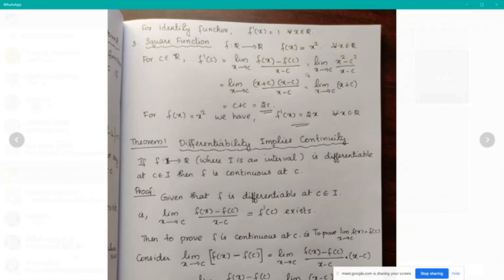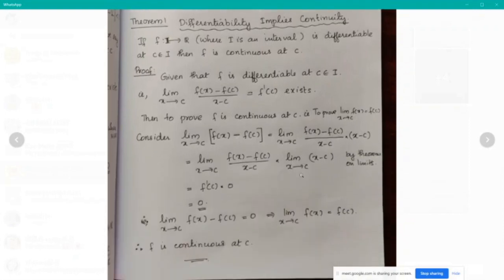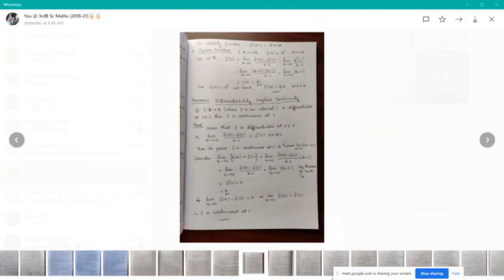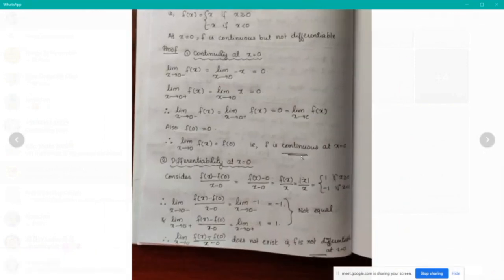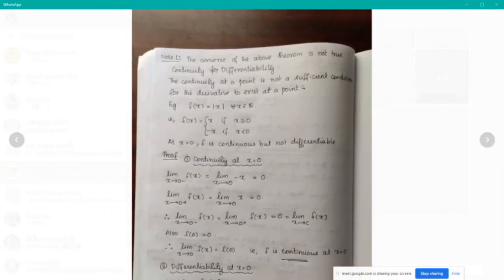Then we have proved a theorem which says that differentiability implies continuity. That is, if a function is differentiable at a point, it will be continuous at that point. And അത് നമുക്ക് എളുപ്പത്തിൽ പ്രൂവ് ചെയ്യാൻ പറ്റി. പിന്നെ അതിൻ്റെ കോൺവേഴ്സ് ശരിയല്ല എന്ന് പറഞ്ഞു.